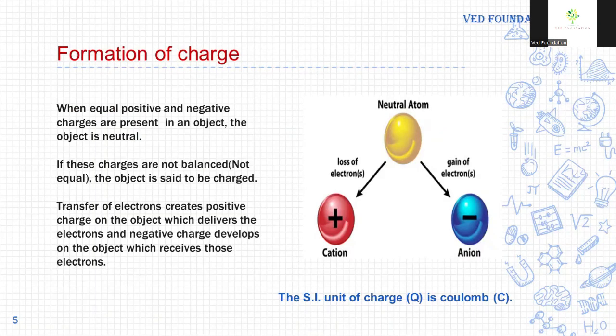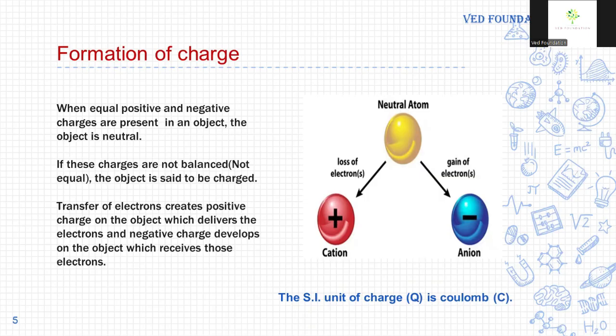Let us know how charges are formed. When equal positive and negative charges are present in an object, the object is neutral, neither positive nor negative. If the charges are not balanced or not equal, the object is said to be charged.